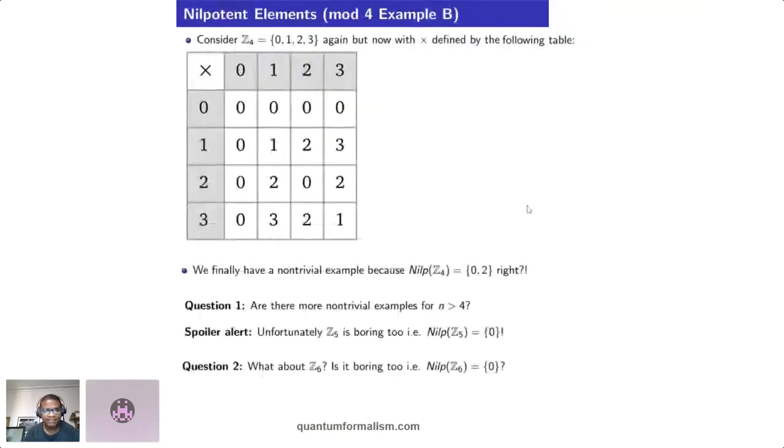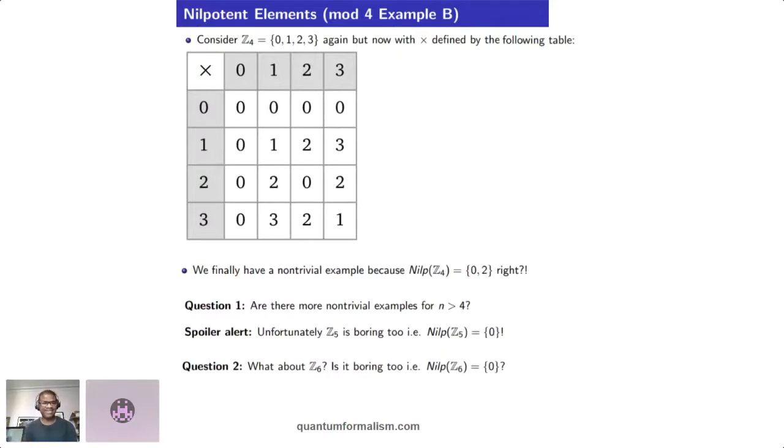So let's start. In the multiplication of Z4, this is non-trivial, right? Help me on the table if I made any mistake. So the nilpotent set of Z4 is 0, 2, correct? Yes. Yeah, okay, good. Thank you. Now, the question is, are there more non-trivial examples for n greater than 4?